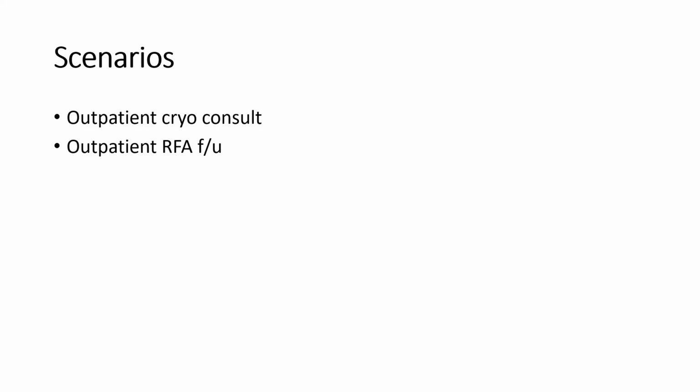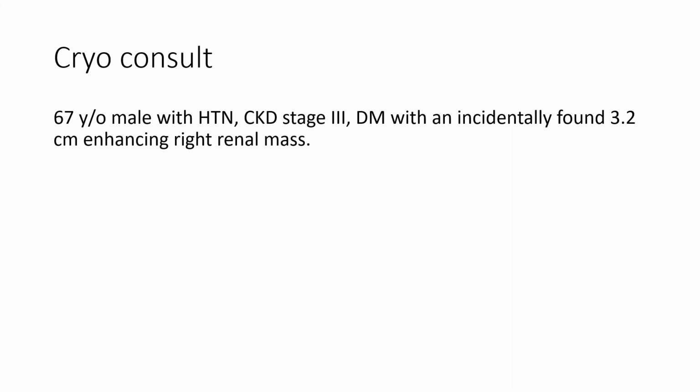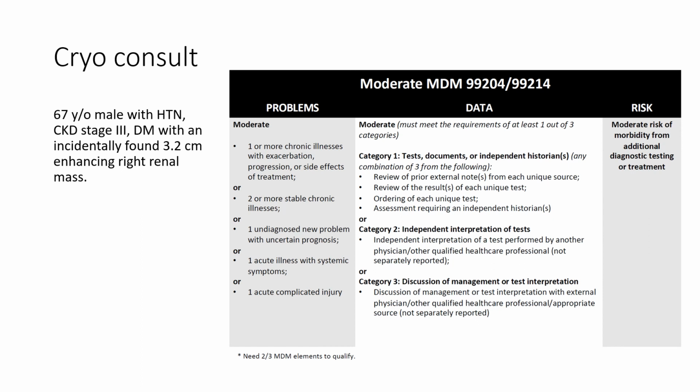Couple scenarios, and we're going to go through these very quickly. And it's pretty simple with the new system, right? So I have a cryo consult. I do a lot of cryo work. 67-year-old male, hypertension, CKD stage 3, diabetes, and then incidentally found 3.2 centimeter enhancing right renal mass. Well, I can already tell you this is a new patient, and it's going to be moderate medical decision making. So that's going to be a 99204 for me, and it's very easy for me to get there.